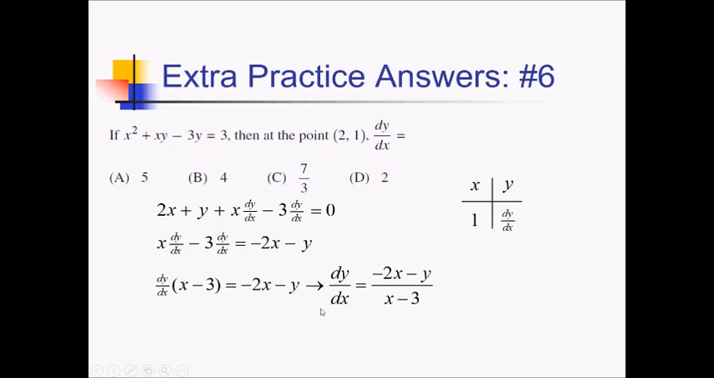which I now have to plug 2 comma 1 into. Doing that, in the numerator, we've got negative 2 times the x value 2, minus the y value of 1. Down below we have the x value of 2 minus 3. In the numerator, this is negative 4 minus 1, so negative 5. And the denominator was negative 1, so positive 5 then if we reduce that, giving us answer choice A.